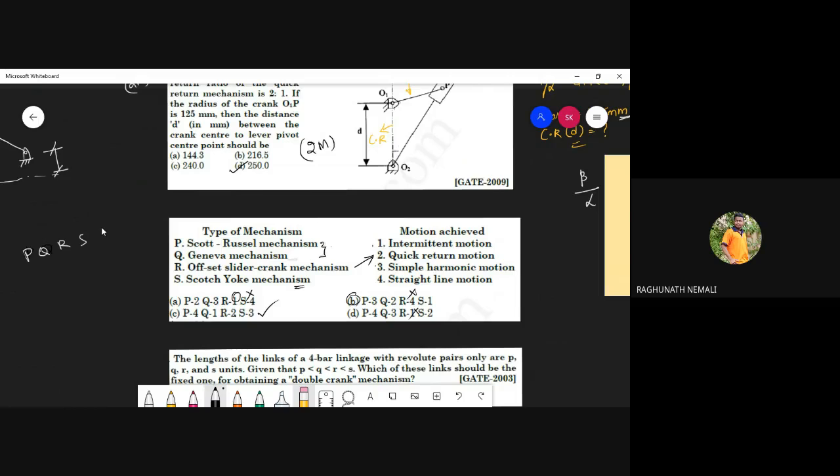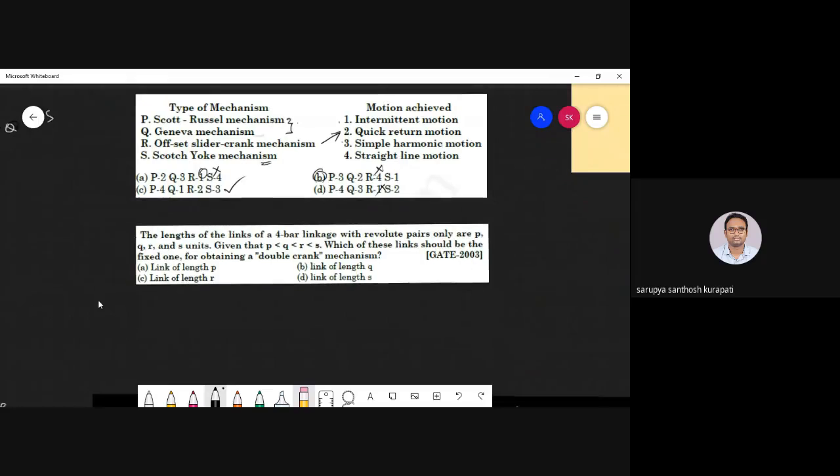Yes, sir. So the last question from previous year's GATE. The lengths of the links of a 4-bar linkage with revolute pairs only are P, Q, R and S units. Given that P is less than Q is less than R is less than S, which of these links should be fixed for obtaining a double crank mechanism?